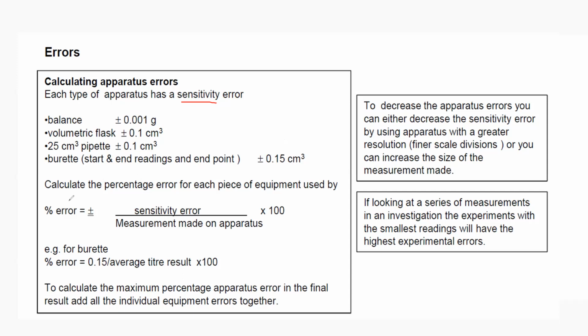How can we calculate the percentage error? The percentage error for each apparatus can be calculated as the sensitivity error, like the smallest value which the apparatus can record, divided by the value which we recorded using that apparatus, multiplied by 100. For example, in the next slide.